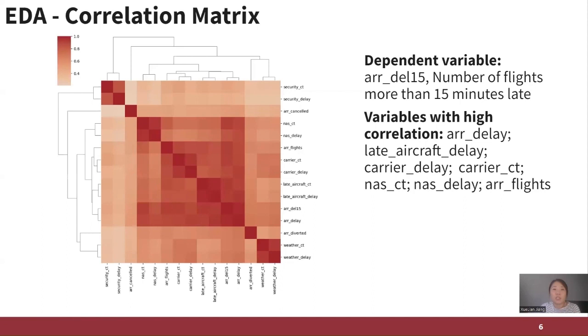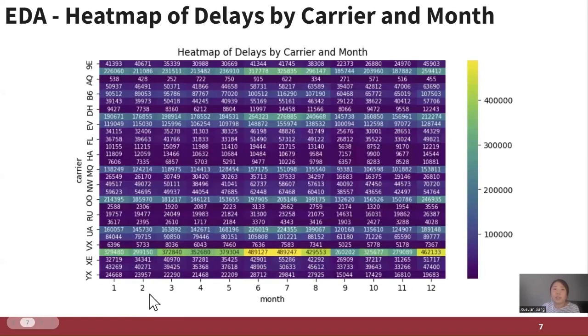This correlation matrix shows that the metrics that have the highest correlation with the dependent variable include carrier delay and NAS delay. Here is a heat map of delays by carrier and month. As expected, there seem to be more delays in the summer and winter months, where there is more extreme weather and more travelers. This highlights those airlines with more delays.